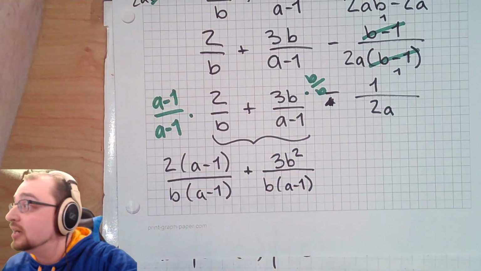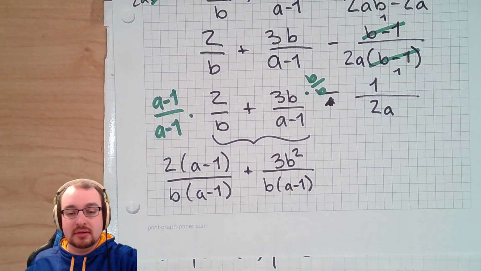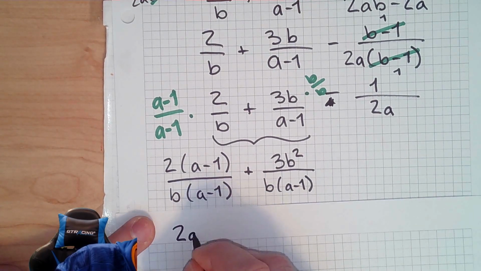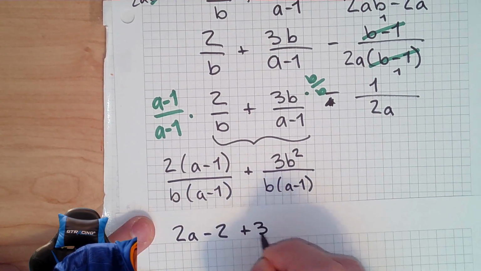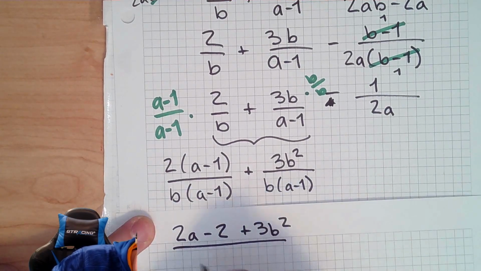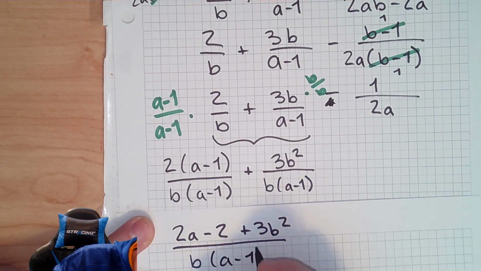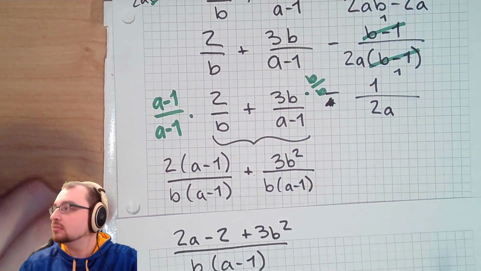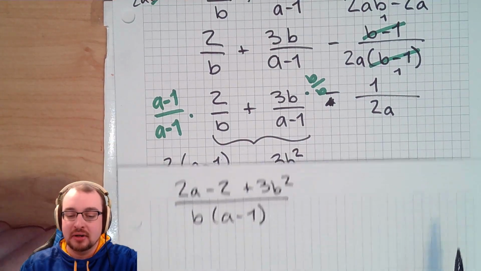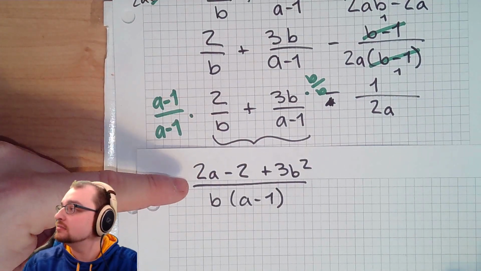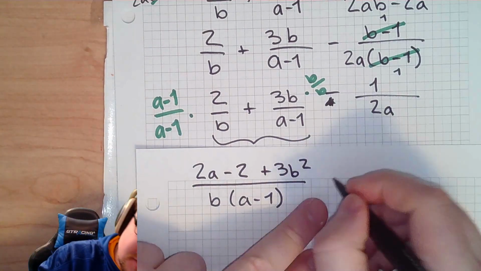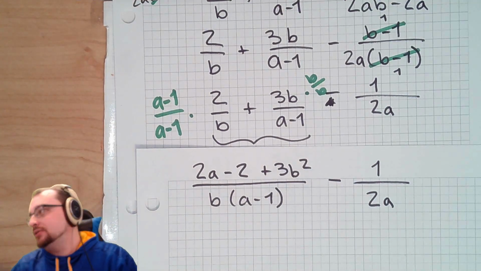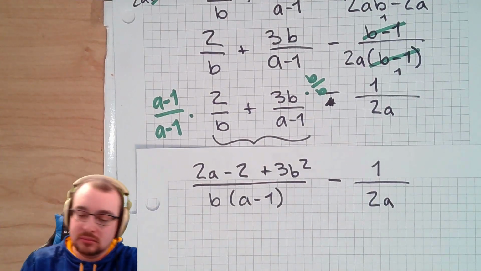So now I can put those together because they have the same denominator. We've got 2a minus 2 plus 3b squared all over the common denominator of b times a minus 1. That's just 2a when I distribute, minus 2 plus 3b squared. And they have the same denominator. So all that becomes this. Now we still have this thing, and they do not have common denominators. But we know how to do that.